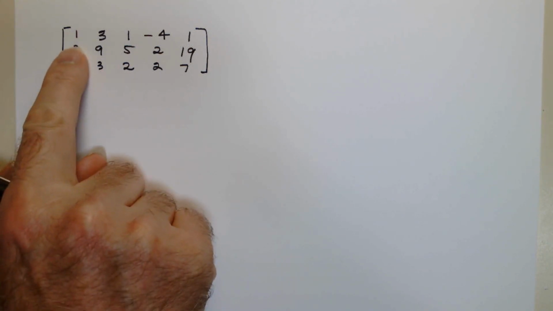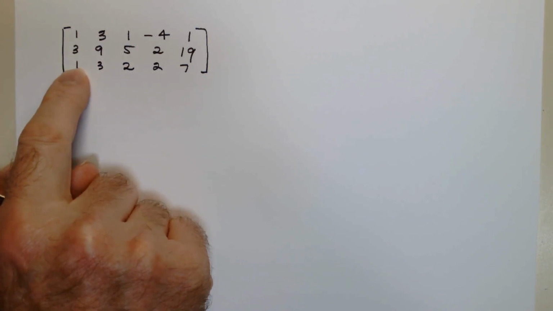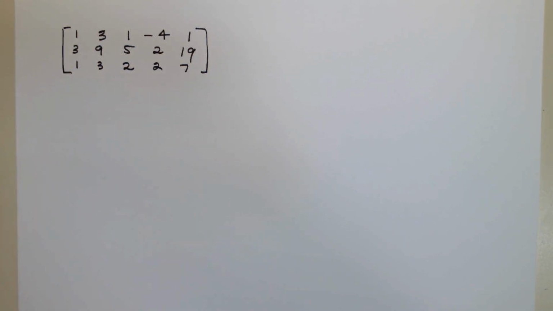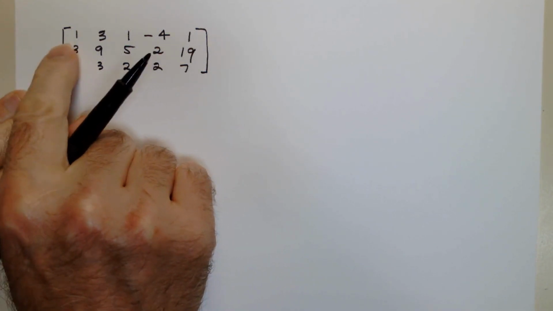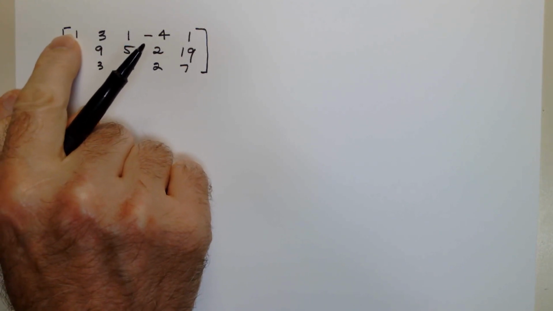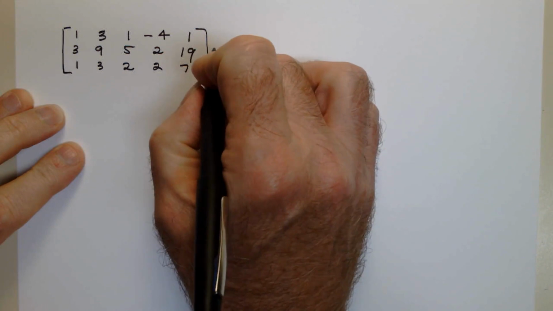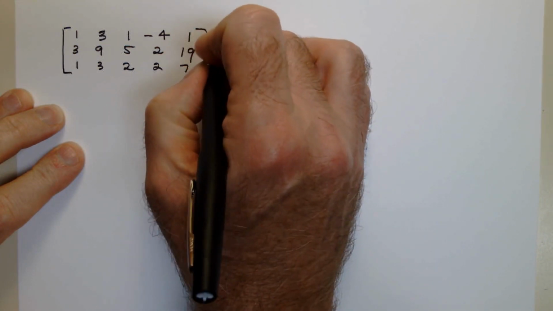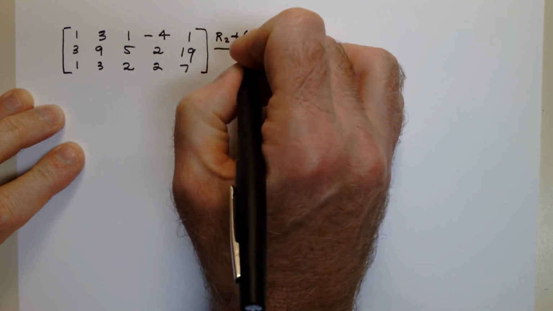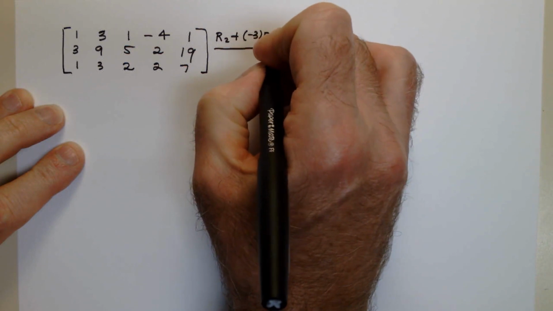And I'm going to begin with this 1 here. I'm going to use this 1 to eliminate the 3 and the 1 that sit below it in rows 2 and 3 respectively. Now, let's think first about this 3. What I can do is multiply row 1 by -3 and add it on to row 2. Now, in the notation that we're adopting here, we're affecting row 2 by adding a multiple of row 1, in this case, -3 times row 1 to it.